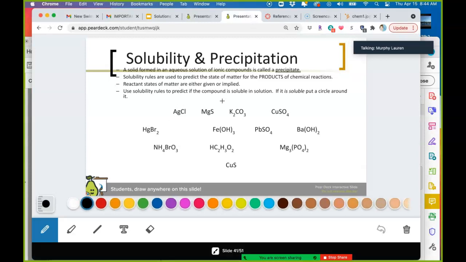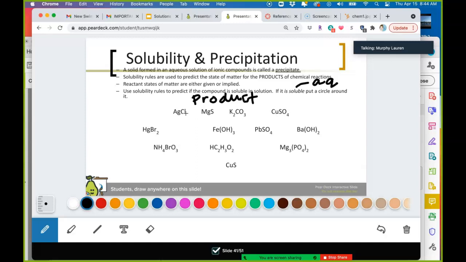Right now, we're going to assume these are all products that have been formed from a chemical reaction, and we're going to predict their solubility. If it is soluble, remember soluble means aqueous, we're going to circle it. And if it's not soluble, we're just not going to circle it. So let's do the first row together.